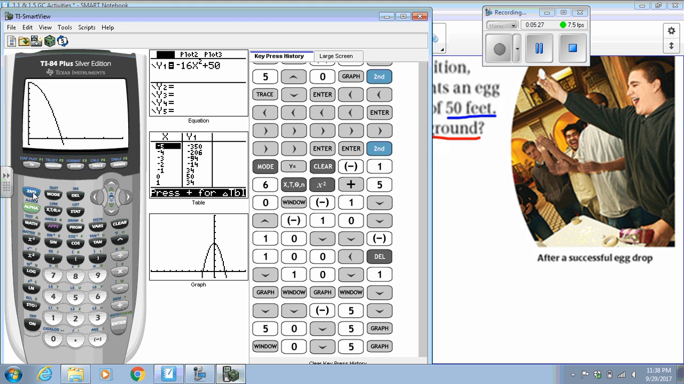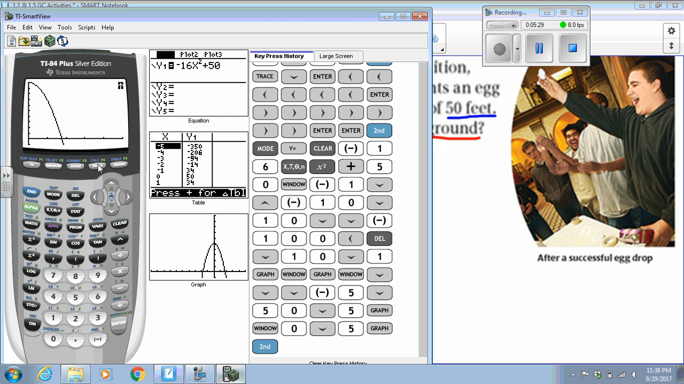To find that, we're going to go to second, then trace. And here, remember that we want to find our x-intercept. Other names for it, 0. So in your calculator, you're going to do number 2, which is zero, and press enter. Now, just like min and max, they're going to ask for a left and right bound.